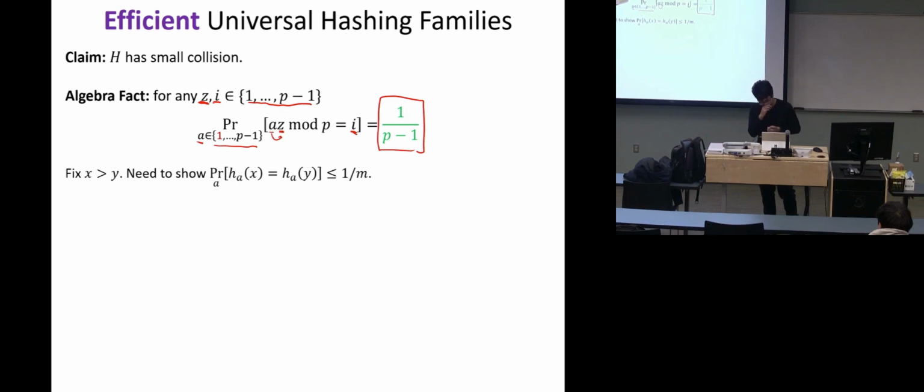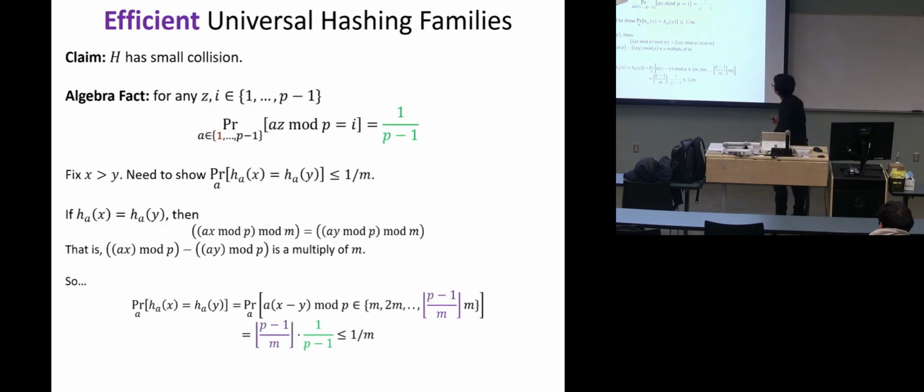Anyway, if we just assume this, we just need to prove that when x and y are different, and you choose h_a randomly from the family, then this collision probability is at most 1 over m. Let me go through the math quickly, because it's not that important.